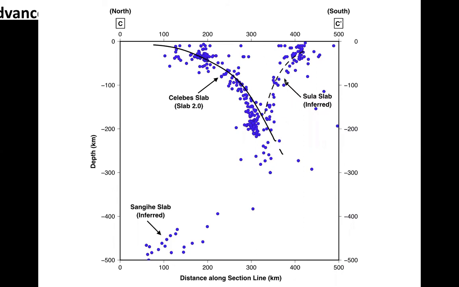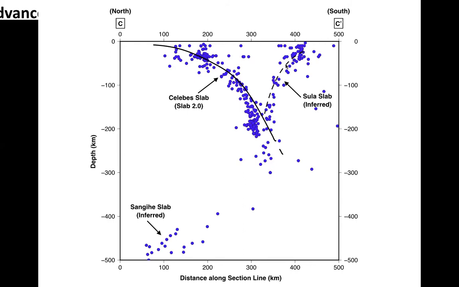And also to the south is a more diffuse feature called the Sula slab, for which no geometrical models were available, so this is inferred, but it is dipping very steeply to the north. So what's going on here? So the Sula slab, like the Celebes slab, has no surface expression, so there's no active trench in the Gorontalo Bay area, which is just south of the North Arm of Sulawesi.